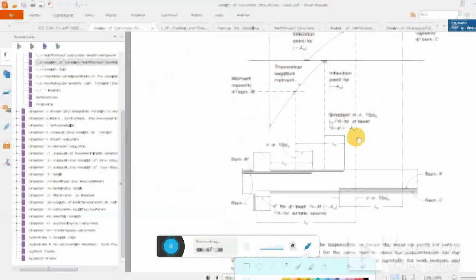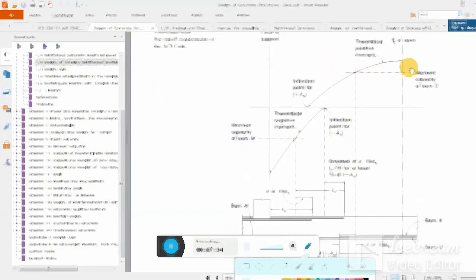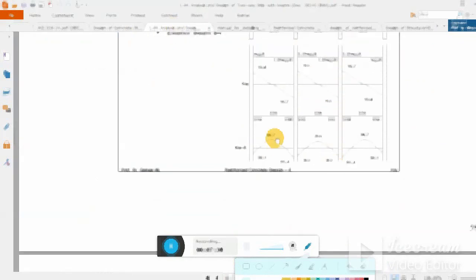Okay, so you see here the inflection point where the bending moment changes from positive to negative. One thing I want to show you, look at this diagram. Here you see at the support we have a negative moment, at the middle we have a positive moment, then at the support we have a negative moment, and then at the mid portion we have a positive moment. Clear?